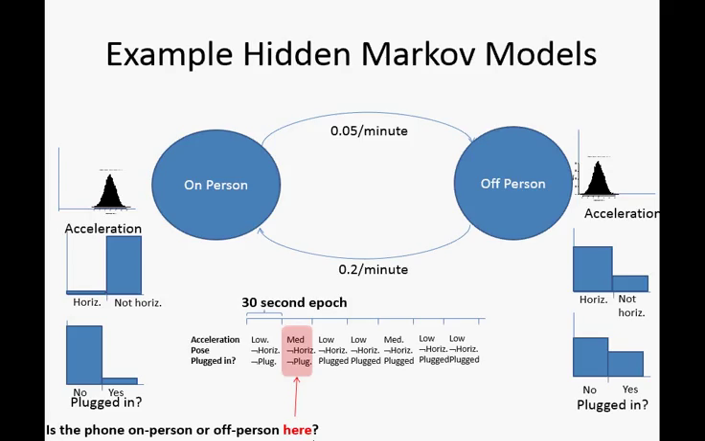Now, in terms of if the phone is on person, it will quite rarely be purely horizontal. It'll happen sometimes. It may be that it just so happens that the way you're sitting places it in a perfectly horizontal fashion, but more commonly it's not horizontal, and it's quite unlikely to be plugged in.